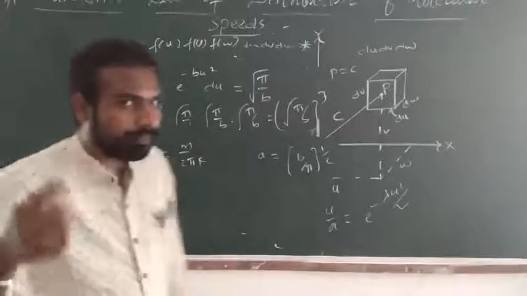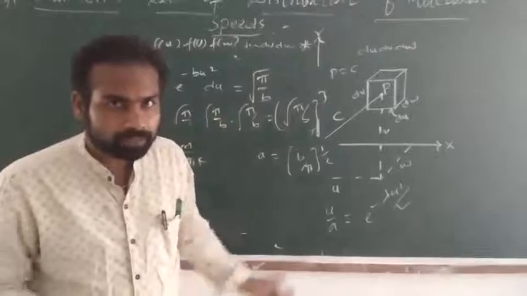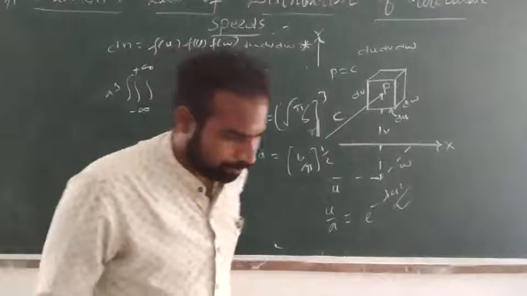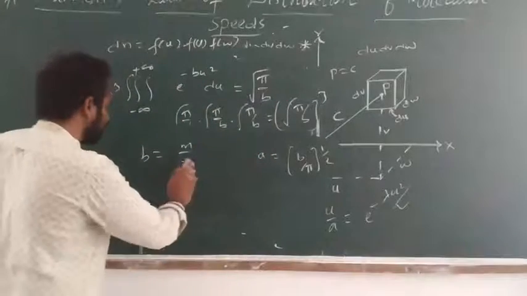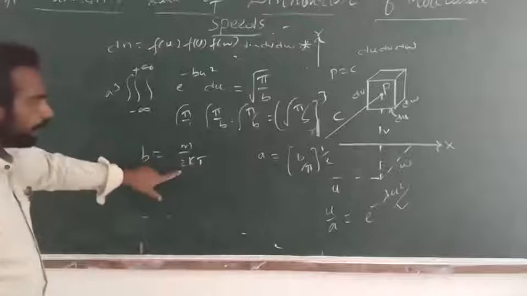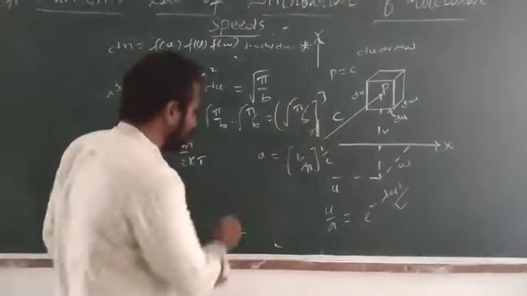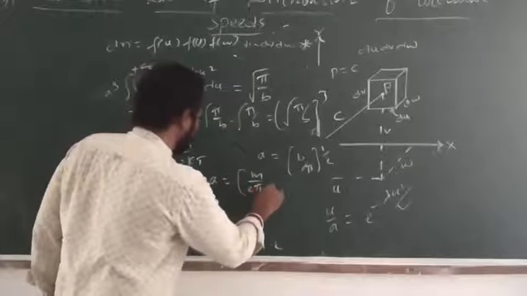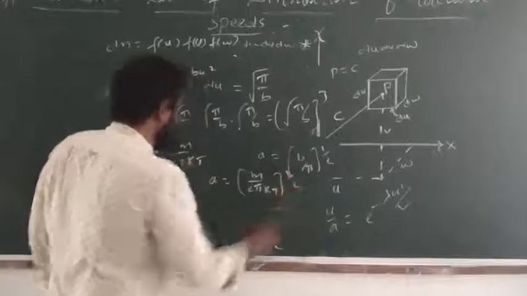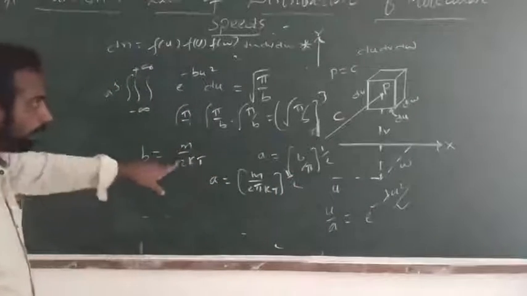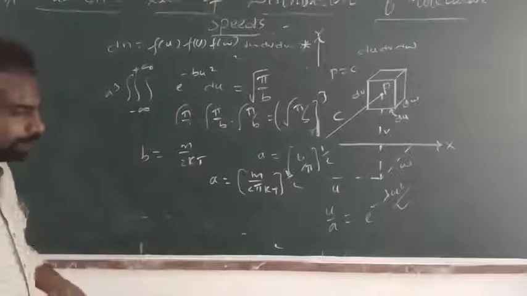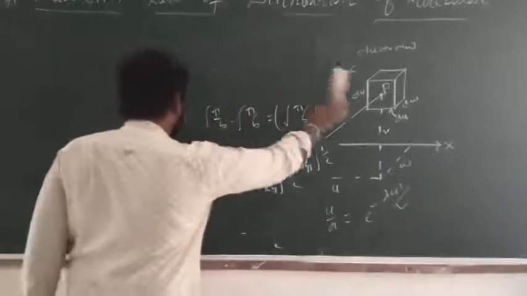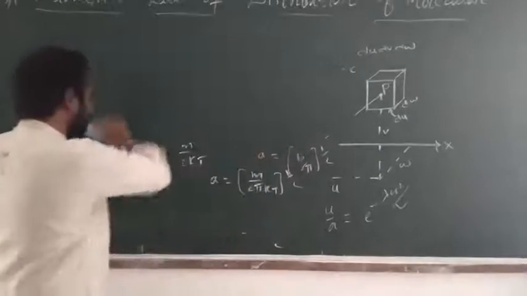This value will be found in the next concept. In the next concept we will get this value, m by 2 kt. The b value is m by 2 kt, and the a value is b by pi whole power 1 by 2. So a is equal to m by 2 pi kt whole power 1 by 2. This is the value of a. We got a and b values and f of u, f of v, f of w values. Substitute those values in this equation, and we will get the dN and c value.